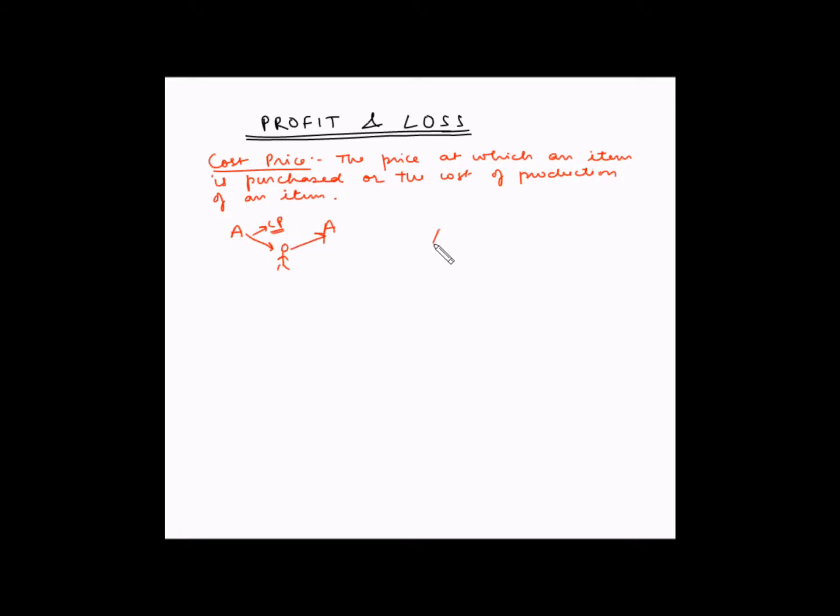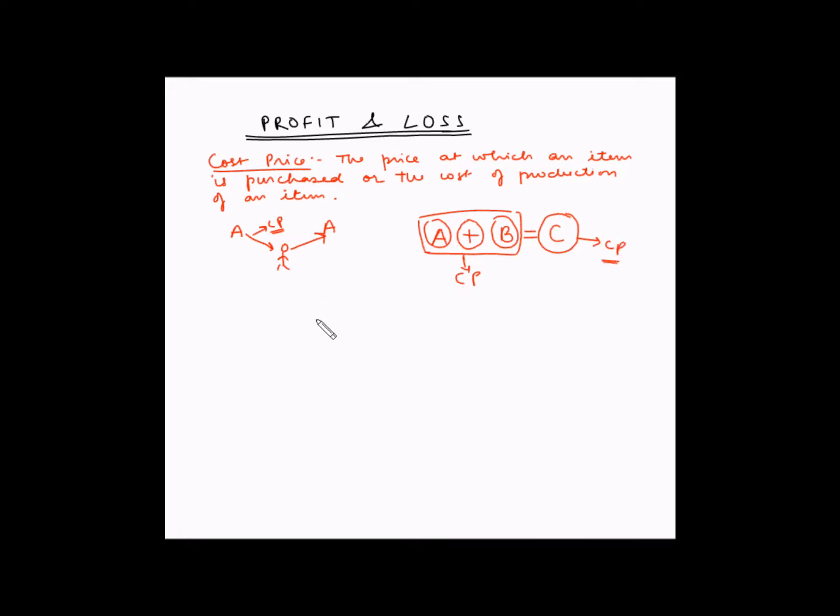Now suppose you are buying item A as well as item B, and then you process these two items. So let's say this is the processing, and then you convert them into item C. So the cost of purchasing A and B and the process through which you are manufacturing C combined is your cost price. Or in other terms, the total cost of production of C is the cost price.